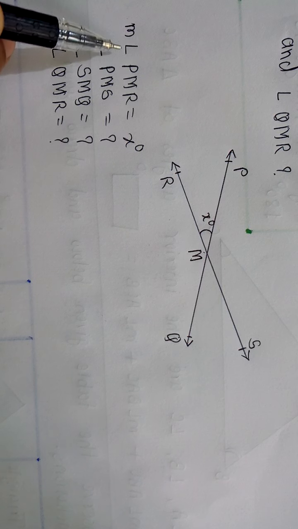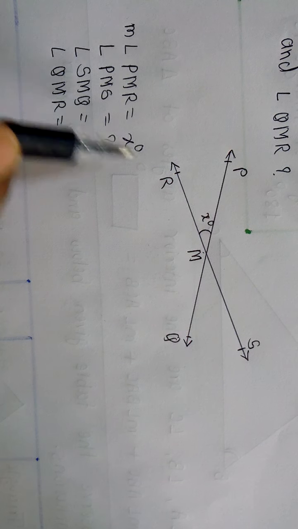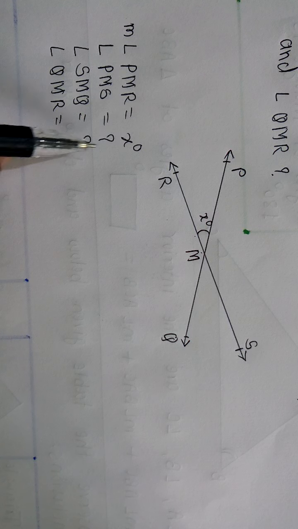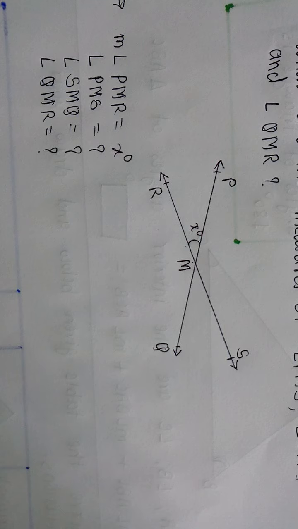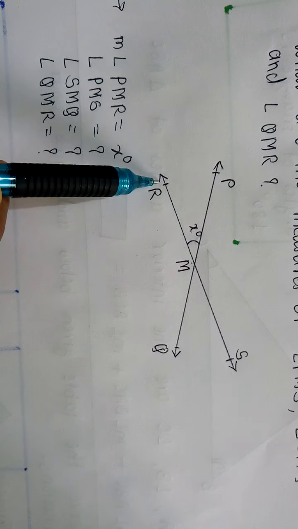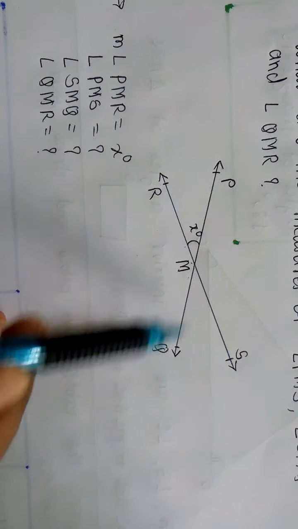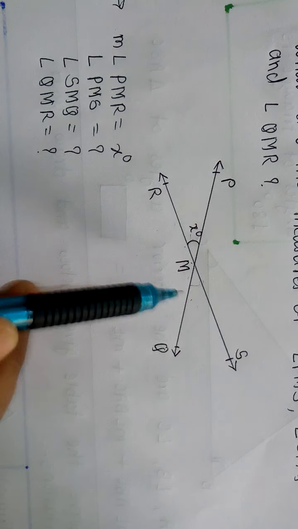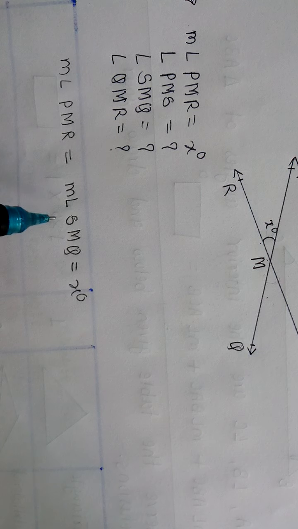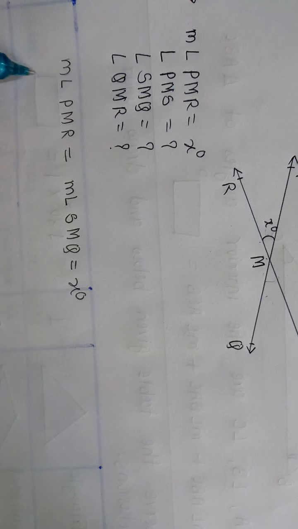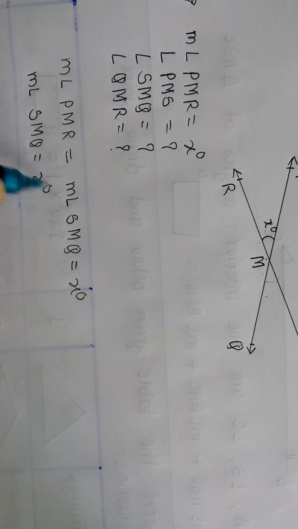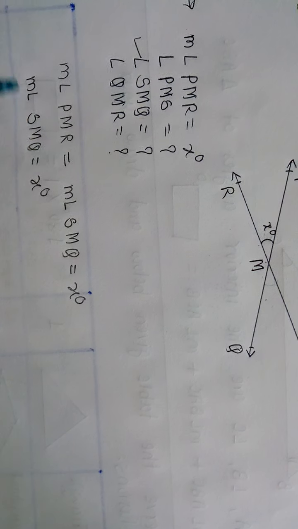So here we have written angle PMR is equal to x degrees, and PMS, SMQ and QMR we have to find out. Now here you can tell, if PMR is x degrees, this SMQ is also x degrees because they are opposite angles. So here we can write measure of angle PMR is equal to SMQ is equal to x degrees. So we can write here measure of angle SMQ is equal to x degrees. So we got this SMQ.